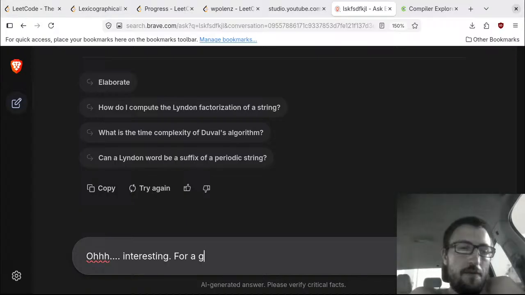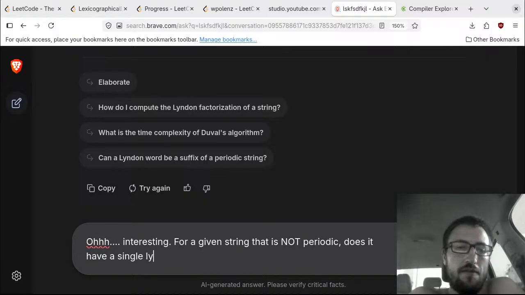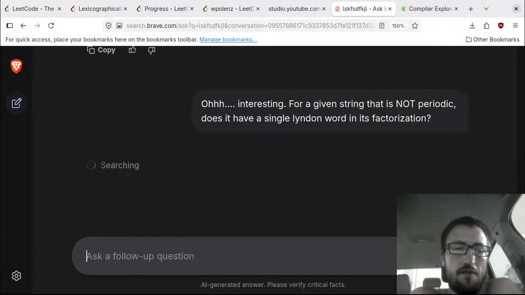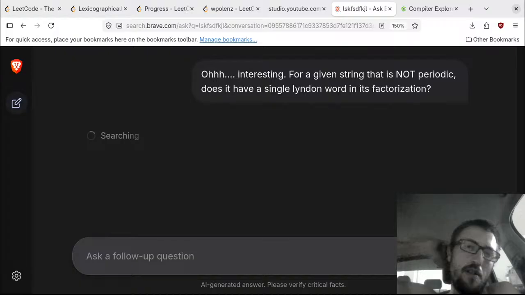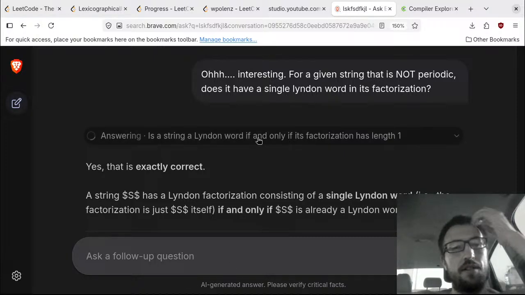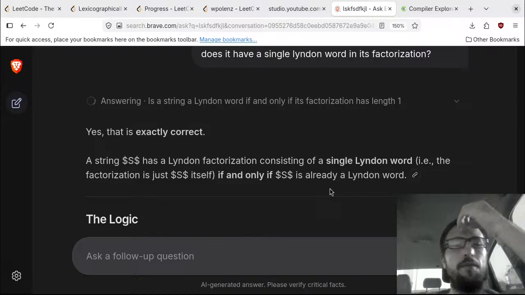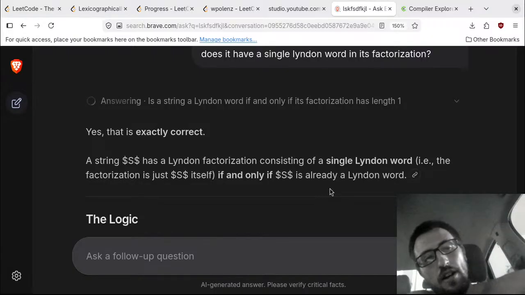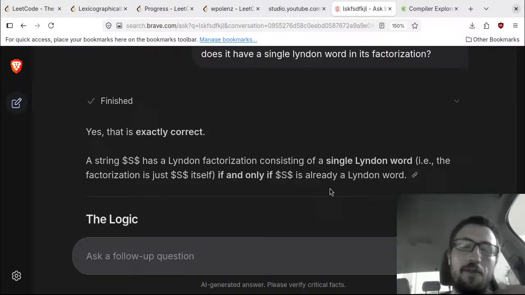For a given string that is not periodic, does it have a single linear word in its factorization? That is exactly correct. The string S has a linear factorization consisting of a single linear word, i.e. the factorization is just S itself, if and only if S is already a linear word.